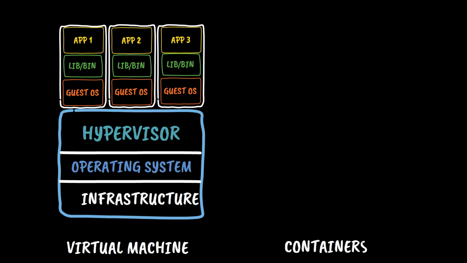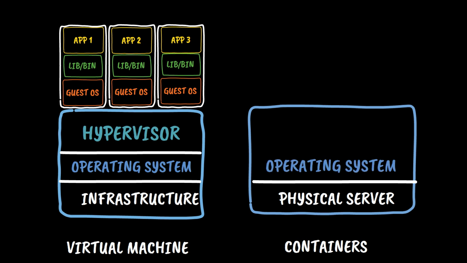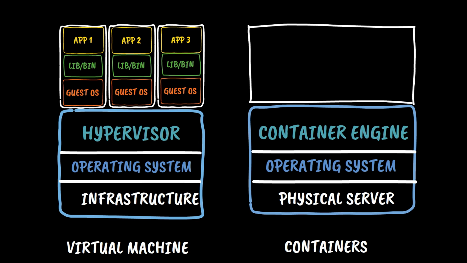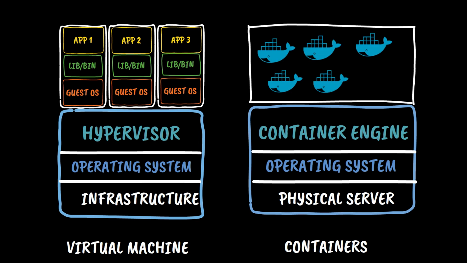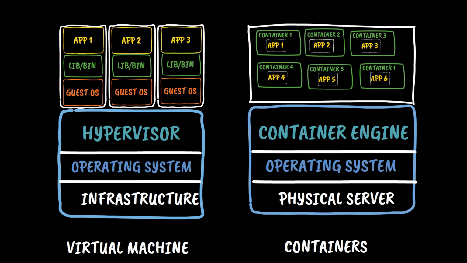Now, if we talk about containers, it has the same physical server underneath and host operating system on top of that, but instead of a hypervisor, it has something called a container engine. Well, container engine allows you to run multiple container instances on a single operating system kernel. It works the same way as hypervisor, but for containers. As hypervisor is for running multiple virtual machines on a single operating system, container engine allows you to run multiple container instances on a single operating system.